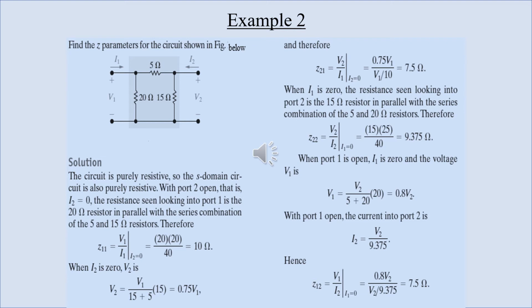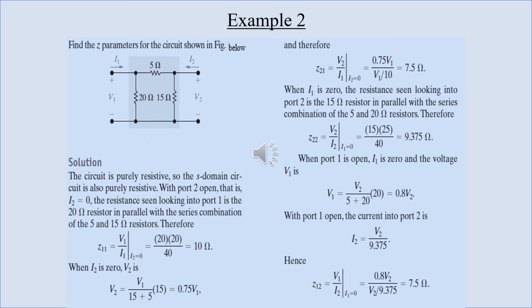Or simply put, we use our I2 to be equal to V2 over 9.375. Remember, our V2 is already 9.375 I2, and then we substitute for I2 in the formula Z12 equals V1 over I2. That will equally yield 7.5 ohms.